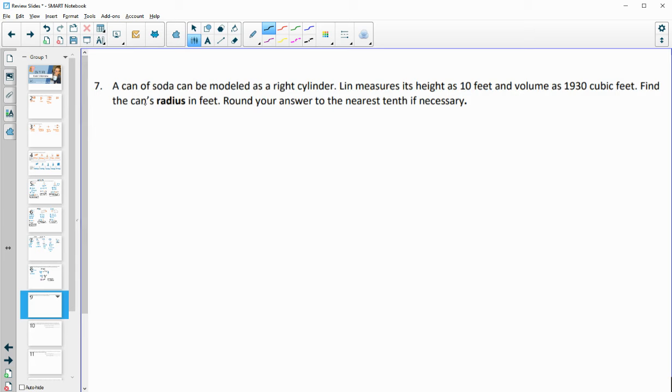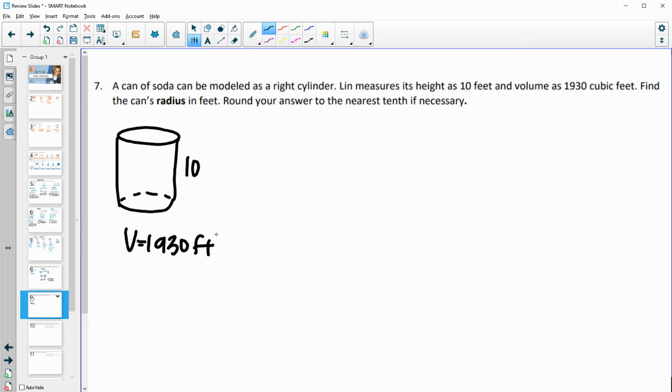For number 7, very similar problem, just some different measurements. So we've got a can of soda again, and this time the height is 10 feet. So a big can of soda if it's in feet, right? And then the volume is 1930 feet cubed. So again, we've got volume equals area of the base times the height. So in this case, our volume is 1930.